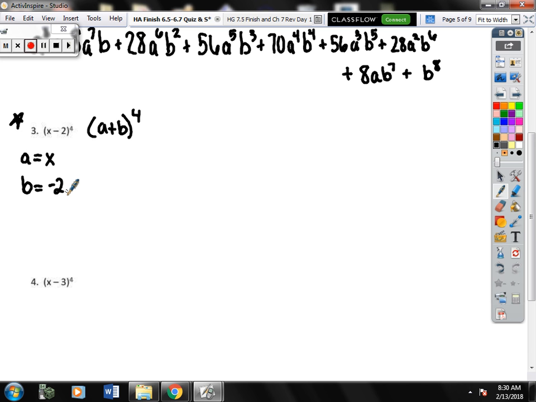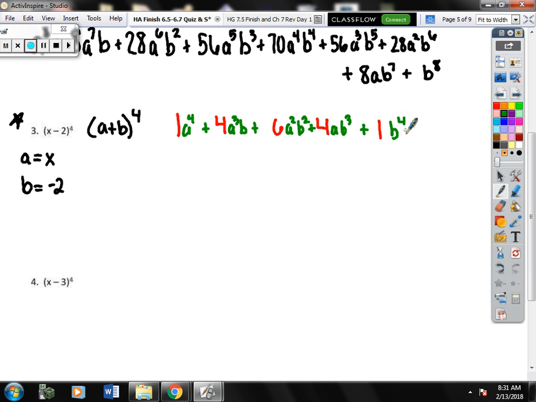Which means whenever we plug the B in and we raise it to like the first, the second, the third, we have to actually evaluate -2 to the first, the second, the third power. All right, so you can start out with your regular Pascal's triangle, which would be your 1, 4, 6, 4, 1. Okay. Now, it's normally 1a to the 4th plus 4a cubed b plus 6a squared b squared plus 4a b cubed plus 1 b to the 4th.